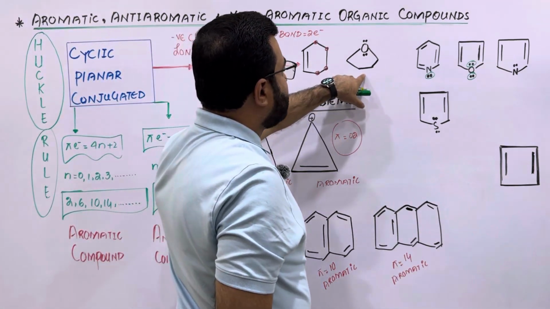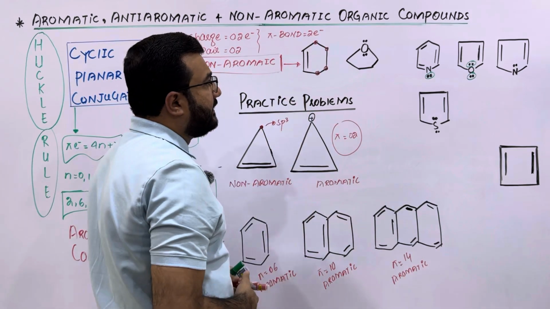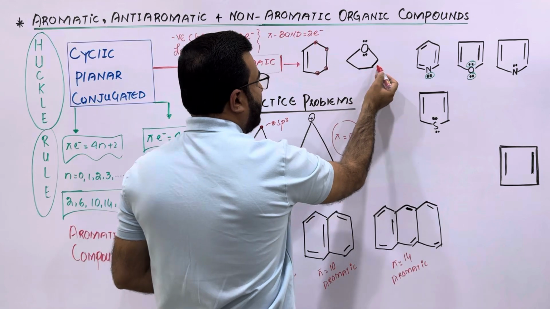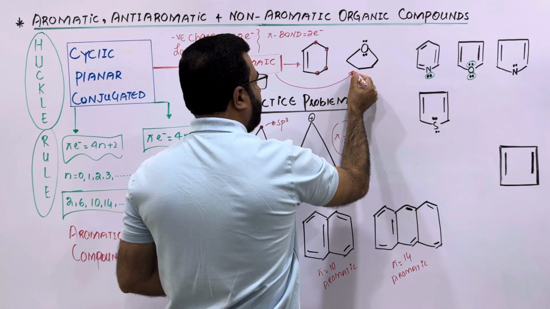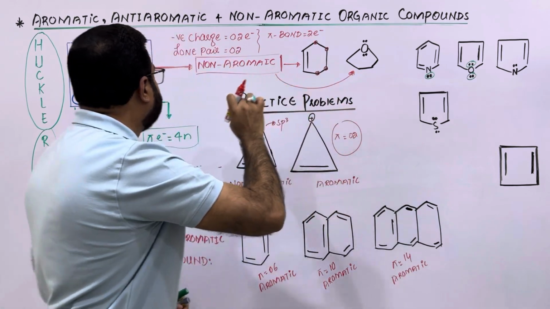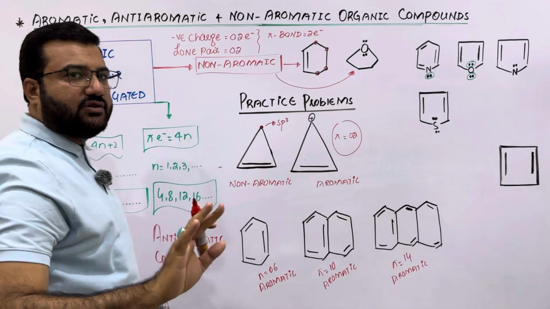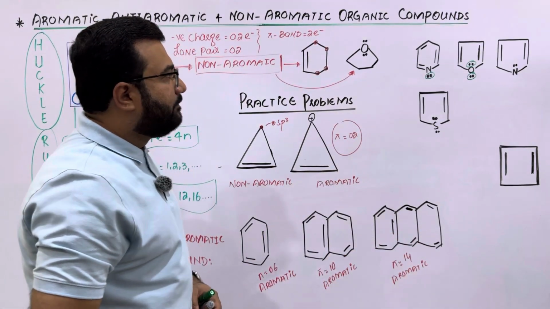Similarly, this one is another structure in which you can see that this is cyclic, but it is again not planar because these carbons will be sp3 hybridized, so it will also be an example of non-aromatic. When any of these three features is absent in a molecule, that is confirmed that it is non-aromatic. There is no need to go further for the pi electrons.